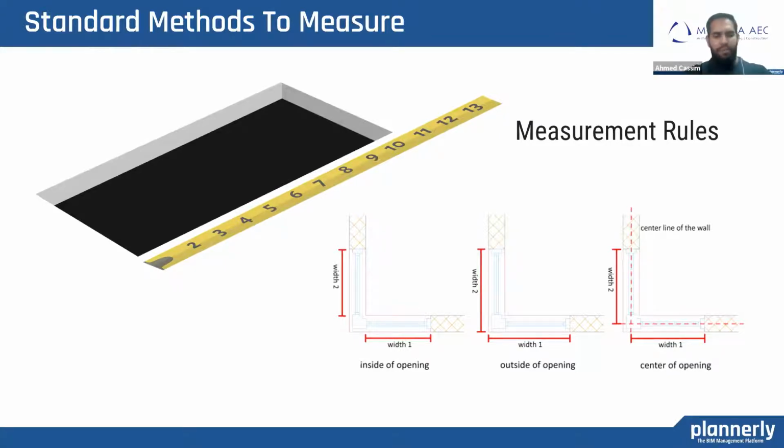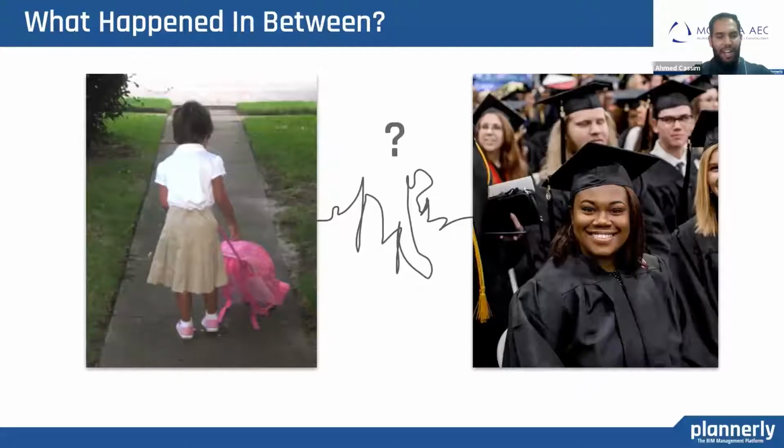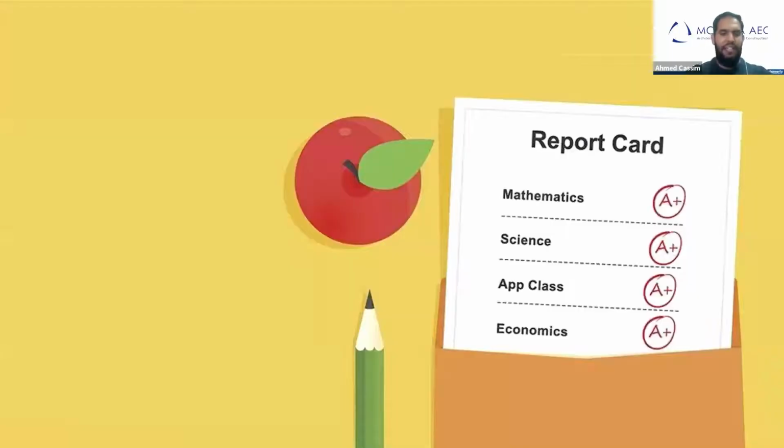So great, we've got a scope and a few rules. So that would mean success, right? But what happens between start and finally success? As you can see, Jennifer goes through a lot between her first day at school and finally graduation. And we know it's not a straight line. And from a school and education perspective, how do we monitor and control that? Report cards. Every year we get the report cards, but we also get progress reports in between. So we know what our children are excelling in and what needs work, what we need to discuss, and what can carry on as usual if all is going well.